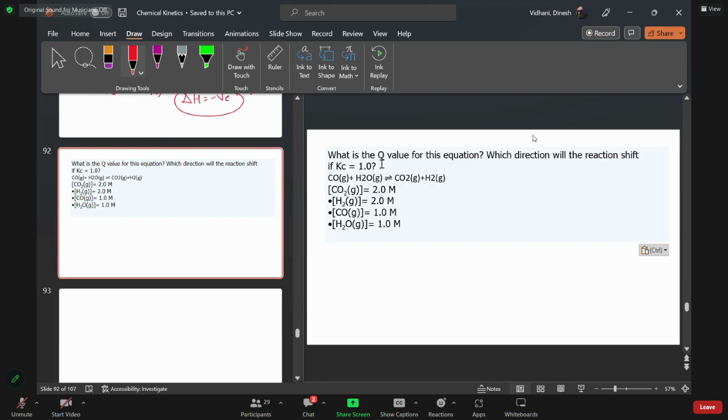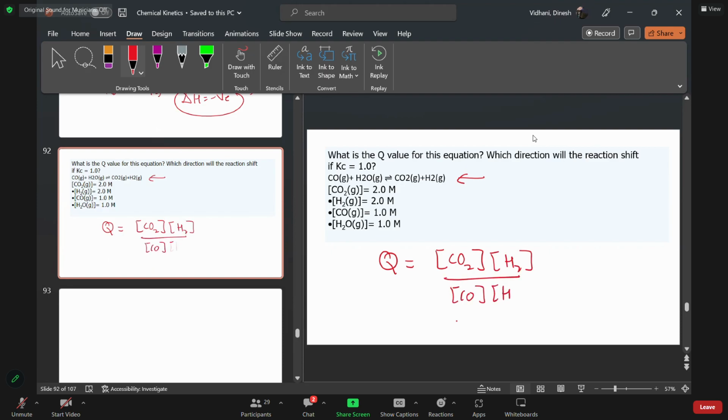Now, before I go to Q, what exactly is that? Let me give you the equation of Q. This is for this equation. It is the same thing as the concentration of my products divided by the concentration of my reactants. Now, you would wonder if it looks like the same as equilibrium constant, so what is the difference? At equilibrium, so once you achieve the equilibrium, that's the constant value.